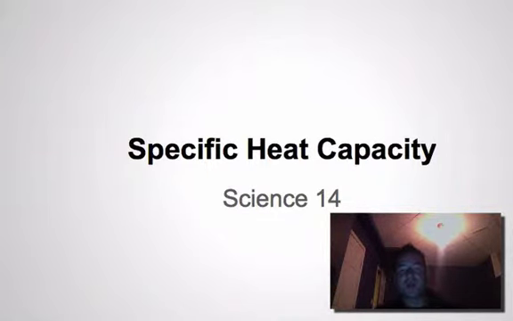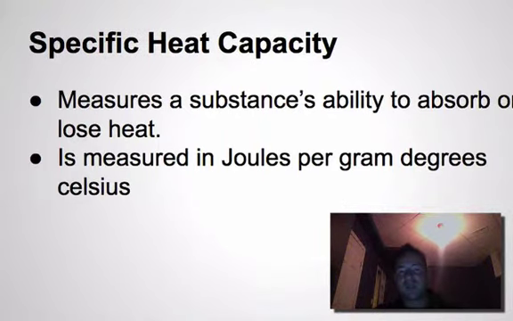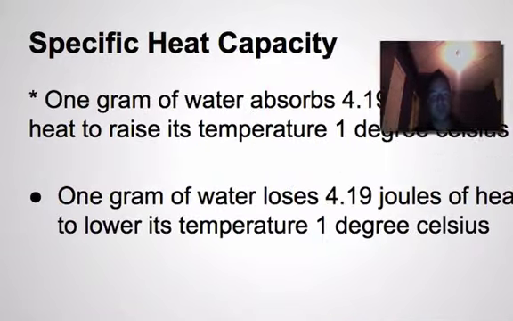Today we're going to be talking about specific heat capacity. What that is, it's a substance's ability to absorb or to lose heat. Absorb meaning to take in and collect, and lose meaning to get rid of heat. We measure this in joules per gram degrees Celsius.